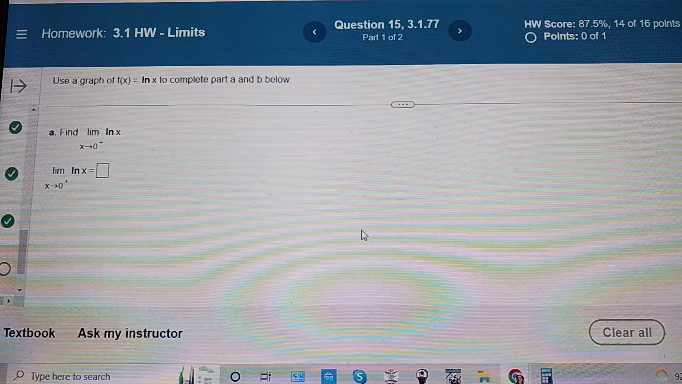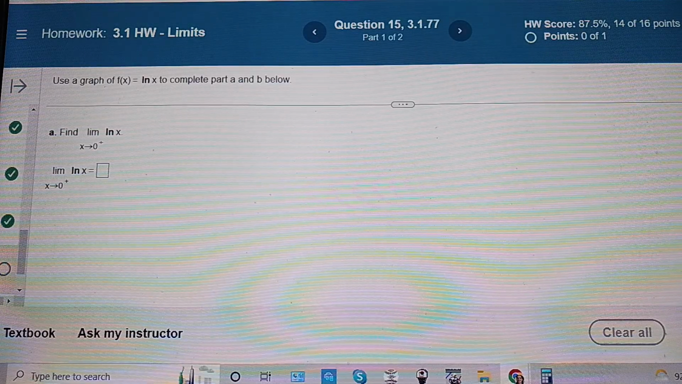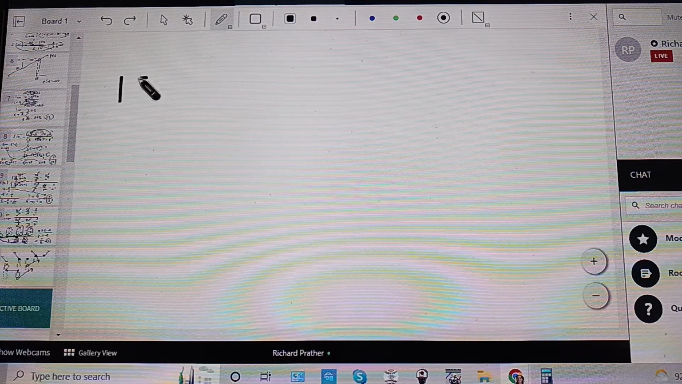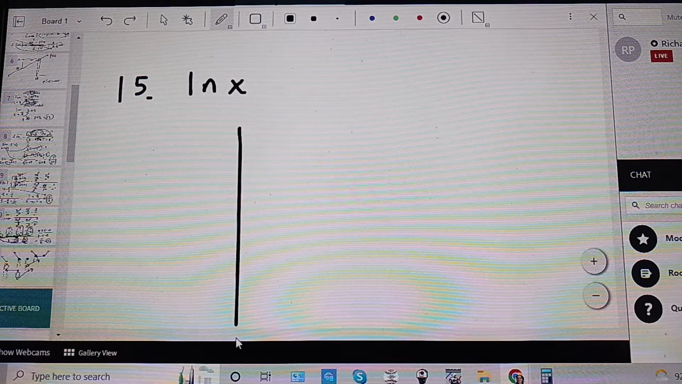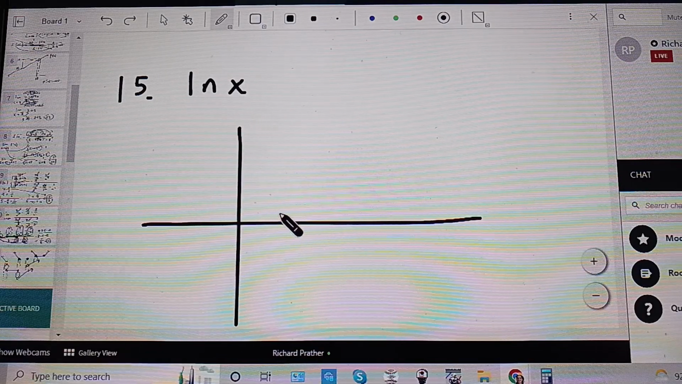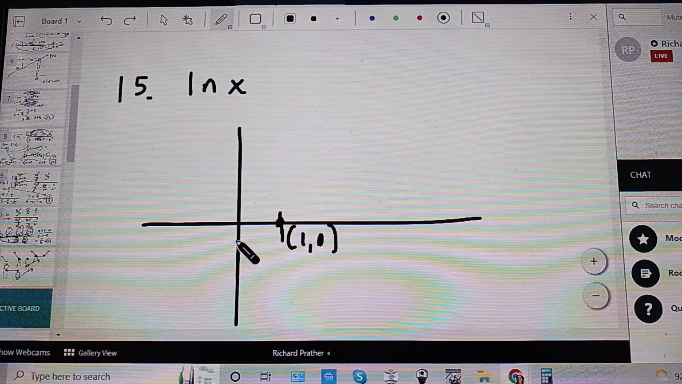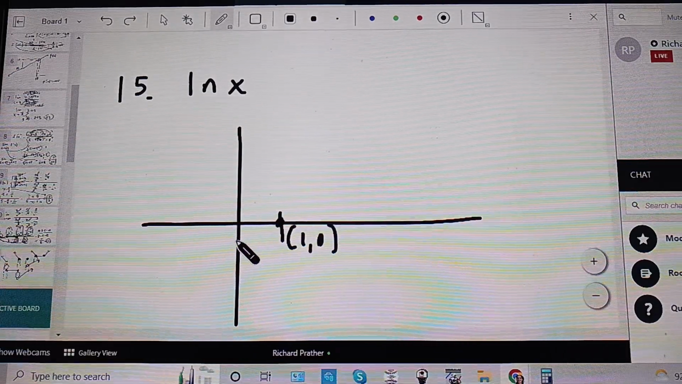So another time that the limit can be infinity is something like this number 15. Remember our log graph from last time? We actually did this last time. Remember how all logs go through (1, 0), which is why the log of 1 always equals 0. And then they also go through (base, 1).